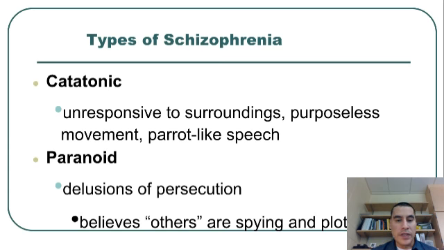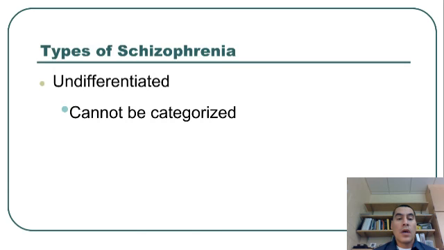Like we said, they oftentimes believe that others are spying and/or plotting against them, and these others are not real. Another type of schizophrenia, if it cannot be categorized into one of the other two, is a category called undifferentiated schizophrenia. So this is a case, again, where it may not be paranoid, may not be catatonic. They display symptoms of schizophrenia, but we're not able to categorize it in one of those other two.